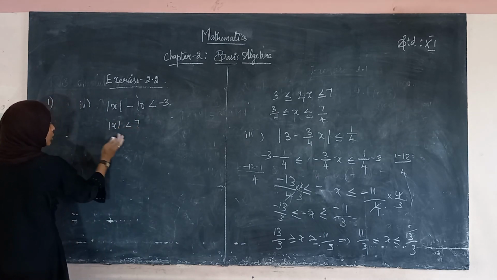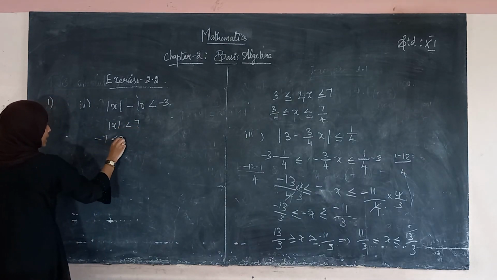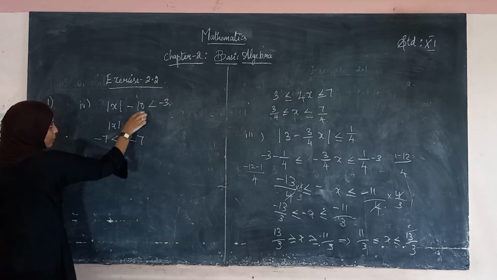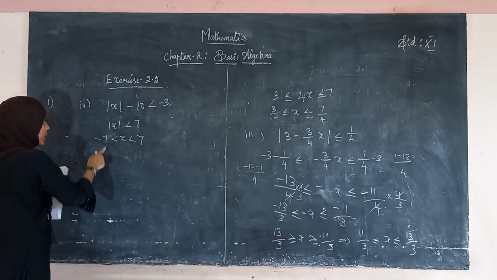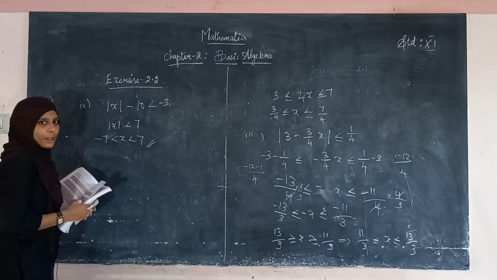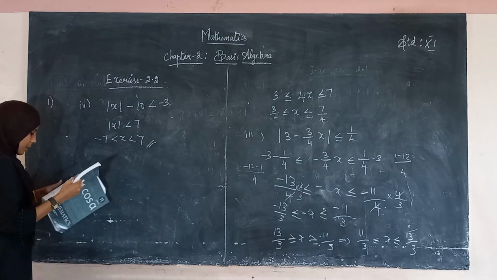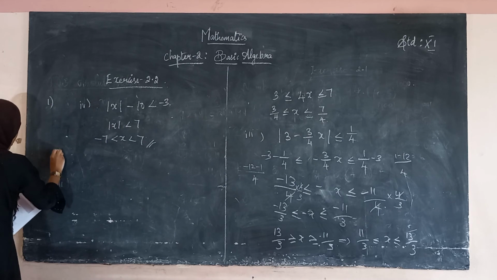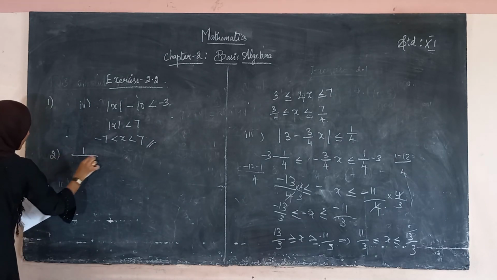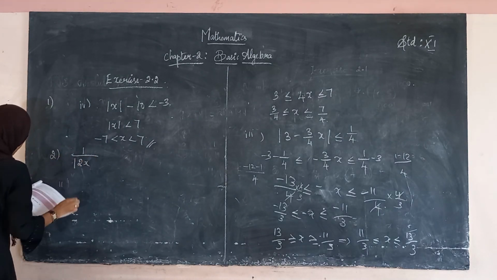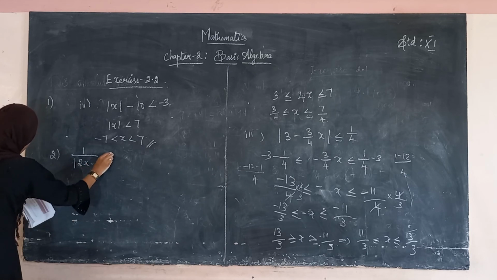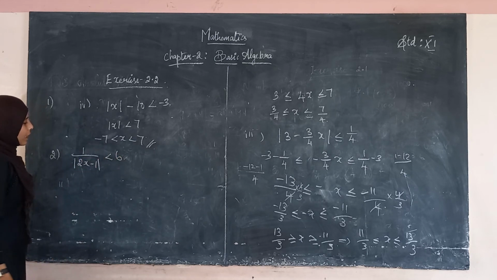So remove the modulus, what happens? Minus 7 is less than x, less than 7. Since we have less than only in the question, therefore we are using less than. So this is the answer. Very simple, right? Now the second question. What's the second question? Solve 1 divided by modulus of 2x minus 1, which is less than x, and we have to express the solution in interval notation.